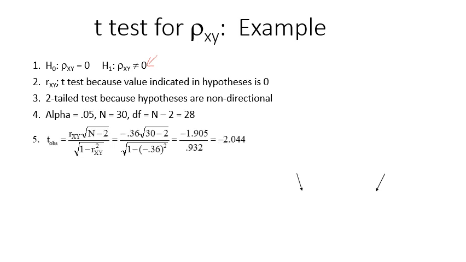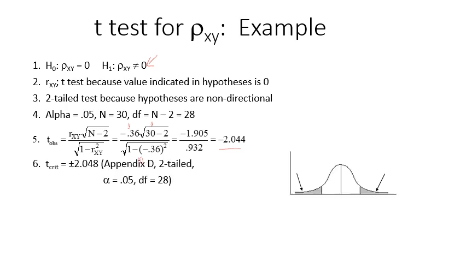We just plug these values in now. So first is our correlation we obtained, negative 0.36. Our n minus 2, the square root of that. Our 1 minus our r squared. So 1 minus negative 0.36 squared. And we end up getting a value of negative 2.044. Then you take from the t-critical chart, you obtain a t-critical value of 2.048.